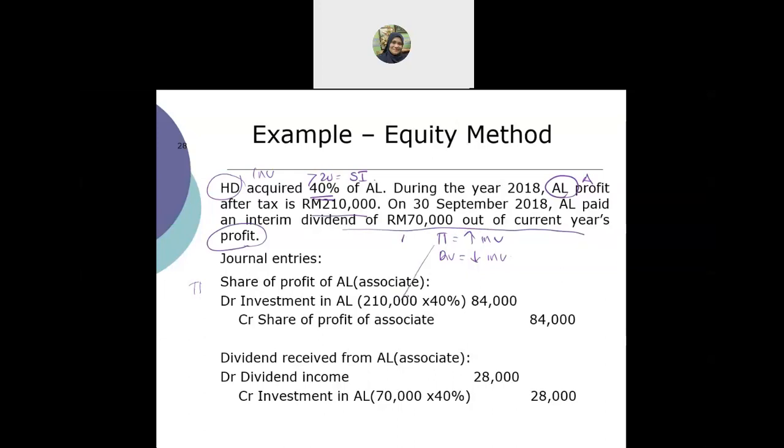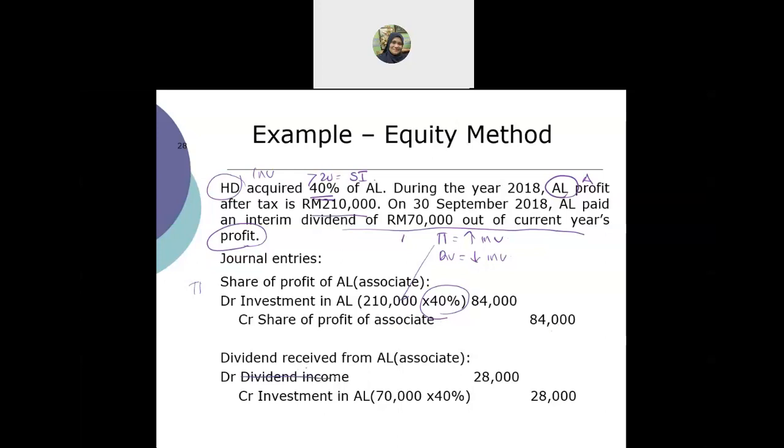Remember that this one is going to increase your investment, but based on the percentage. The percentage that we have here is only 40%. So debit investment in AL 84, credit share of profit in associate. So you have 84.